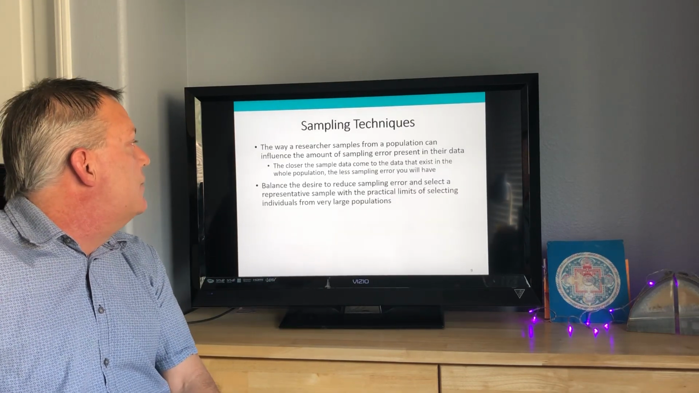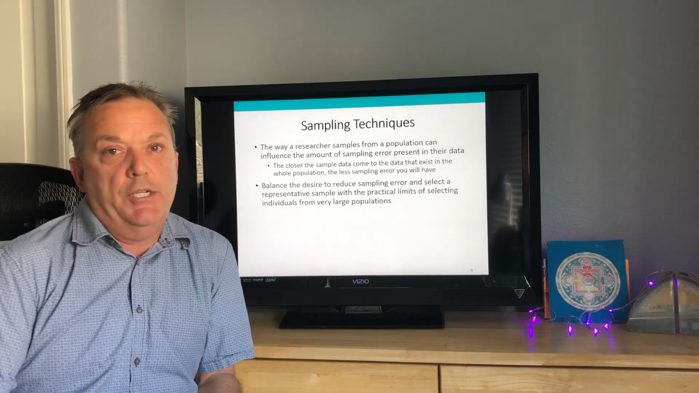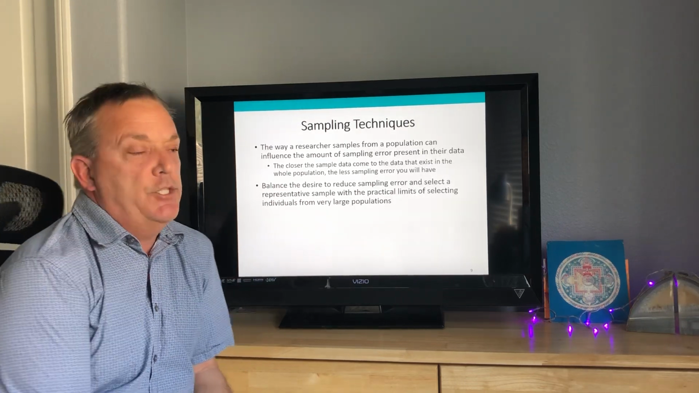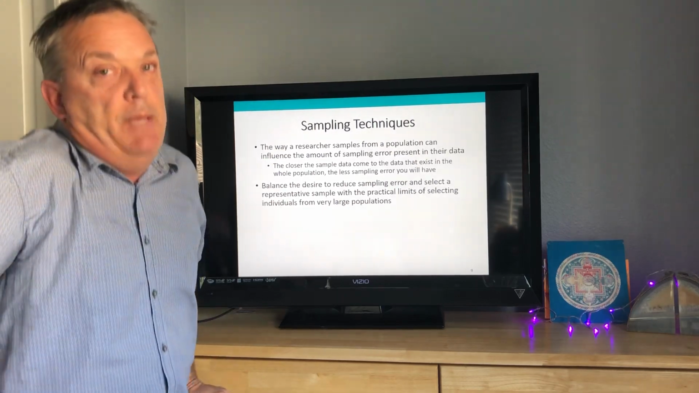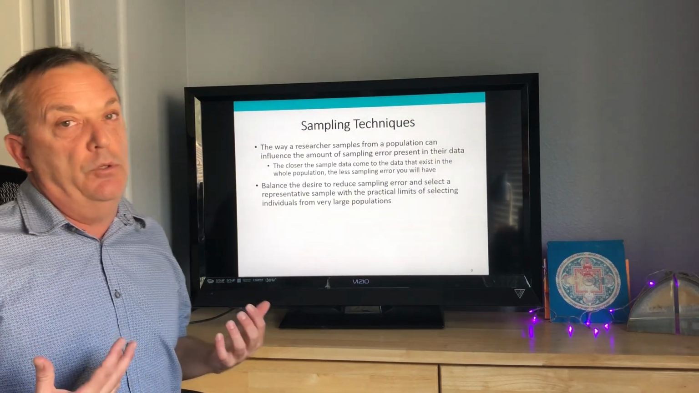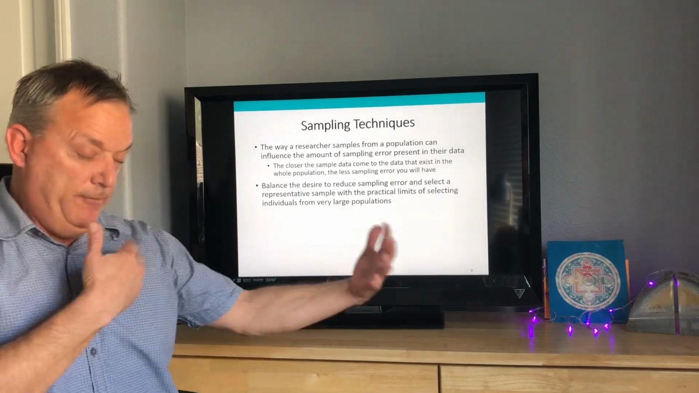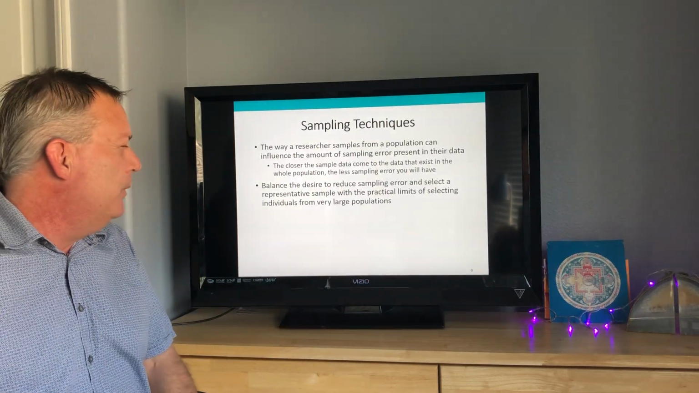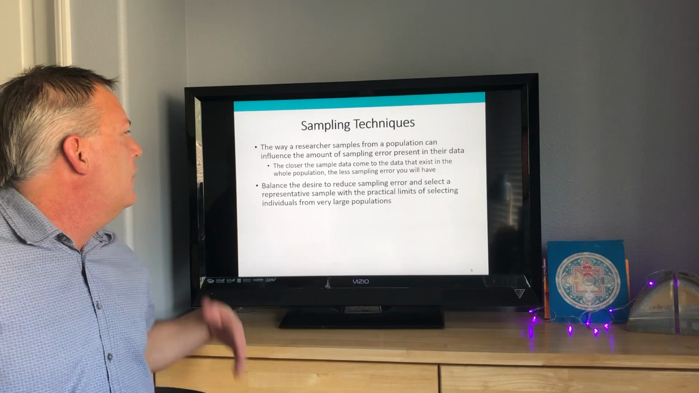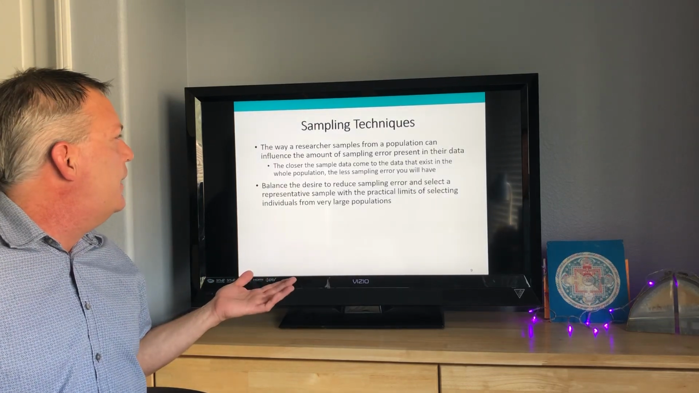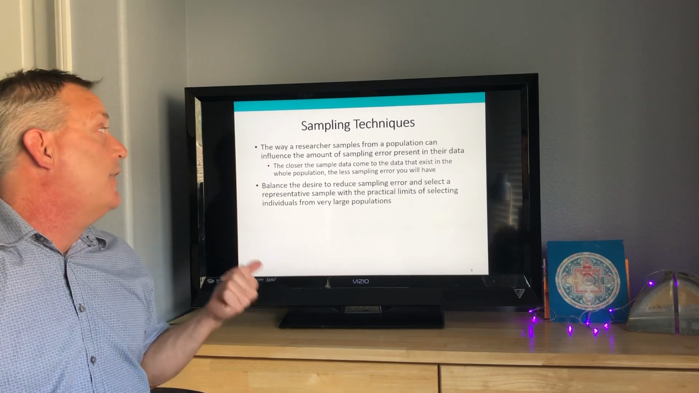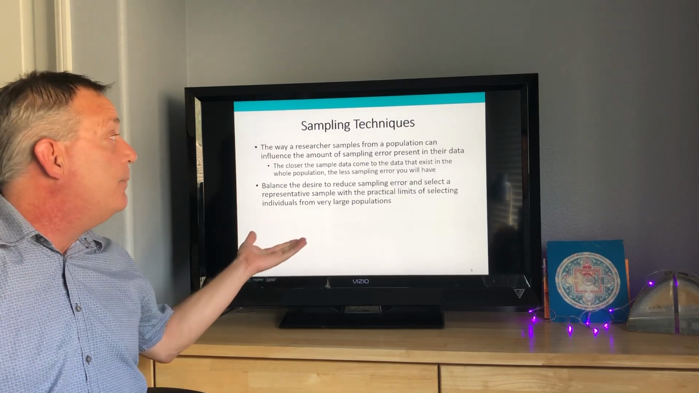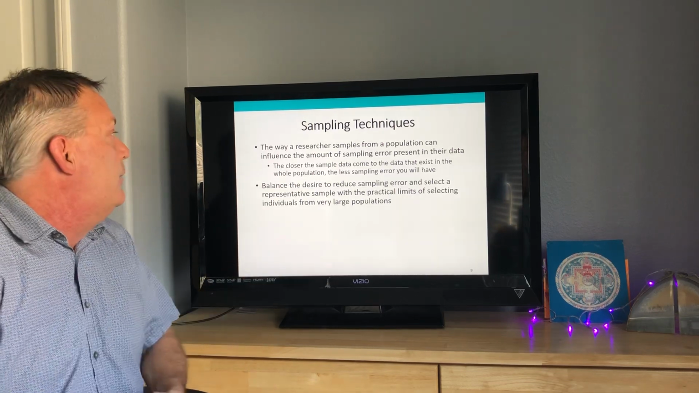Sampling techniques. So the book next talks about different types of sampling techniques, which I think are really effective in terms of experimental design, right? And how to reduce sampling error and also obtain enough participants in your study. The way a researcher samples from a population can influence the amount of sampling error present in their data. The closer the sample data come to the data that exists in the whole population, of course, the less sampling error you'll have.